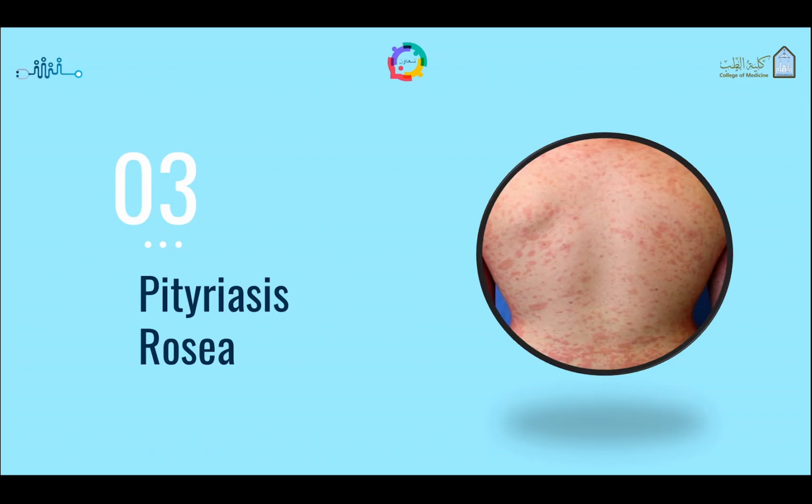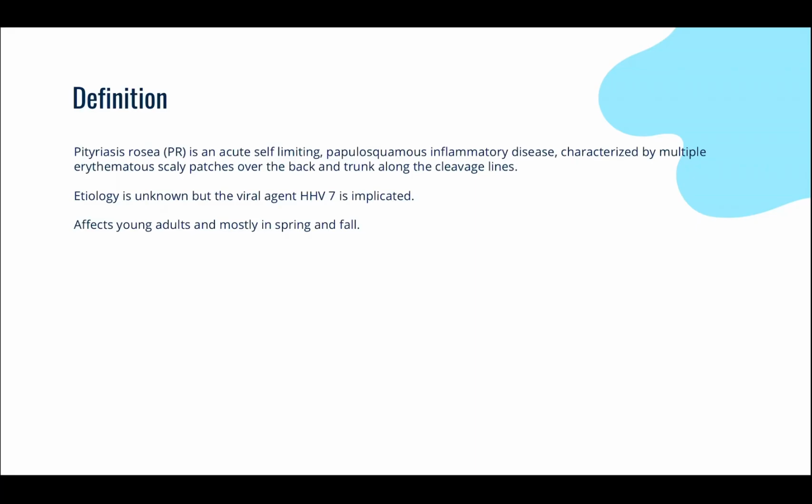Lastly, we're going to discuss pityriasis rosea. It is defined as an acute self-limiting papulosquamous inflammatory disease characterized by multiple erythematous, scaly patches over the back and trunk and along the cleavage lines. The etiology is unknown, but it is thought that a viral agent, the human herpes virus 7, is implicated. It usually affects young adults and is mostly seen in spring and fall.